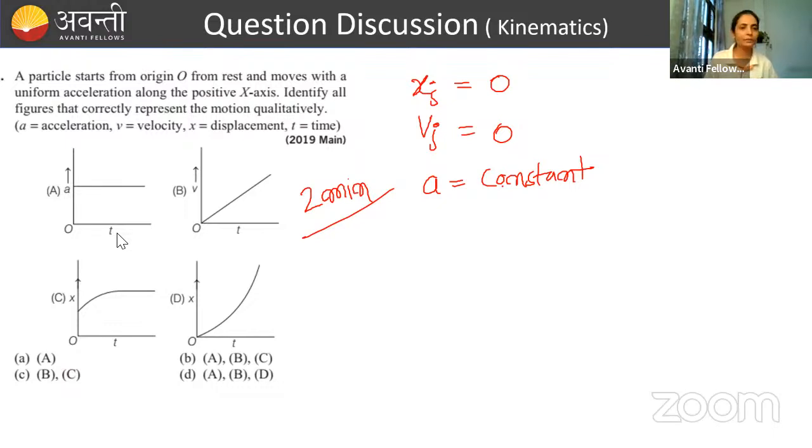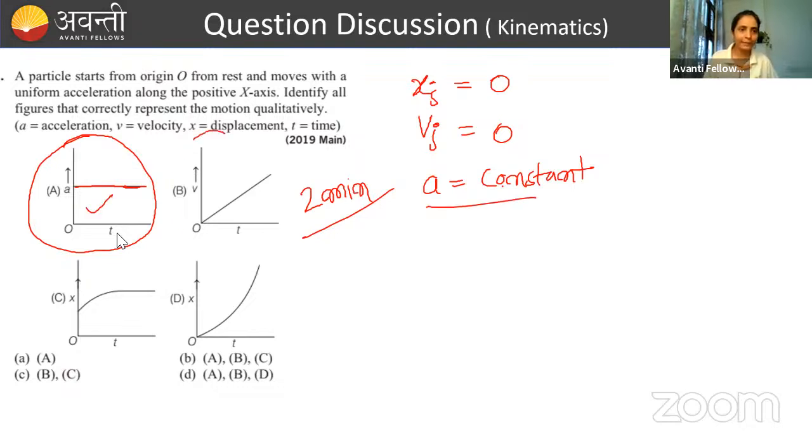So first write whatever is given in the question and identify all the figures that correctly represent the motion. Now let's look at the first graph. So first graph, किसका graph है? AT curve है. And you can see here, AT curve is what? Parallel to the time axis. It means whatever is the time, a is constant. So that is true. In our question also, acceleration is constant. So ये तो सही है.